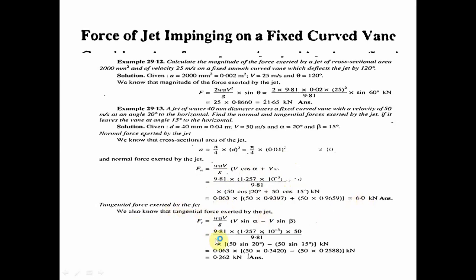So we also know tangentially W into A into V upon g, V into sin alpha minus V into sin beta. So that comes to about 262 kilonewtons. Okay, thank you.